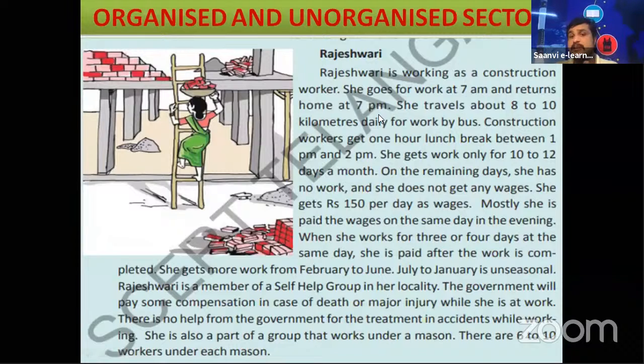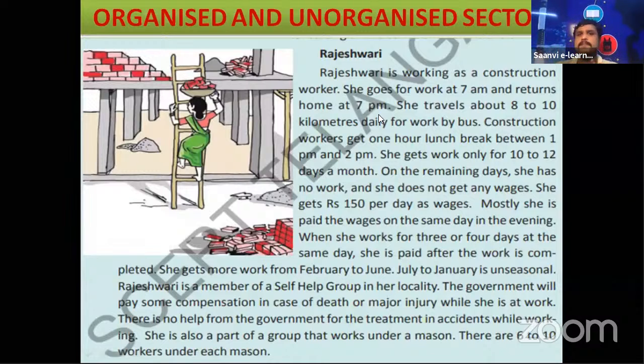Rajeshwari is a member of a self-help group in her locality. The government will pay some compensation in case of death or major injury while she is at work. There is no help from the government for treatment in an accident while working. She is also part of a group that works under a mason, and there are 6 to 10 workers under each mason.